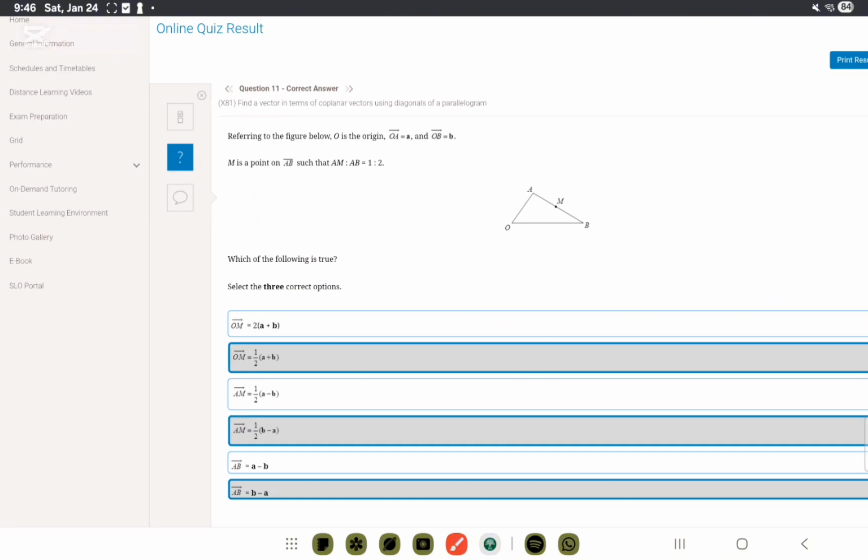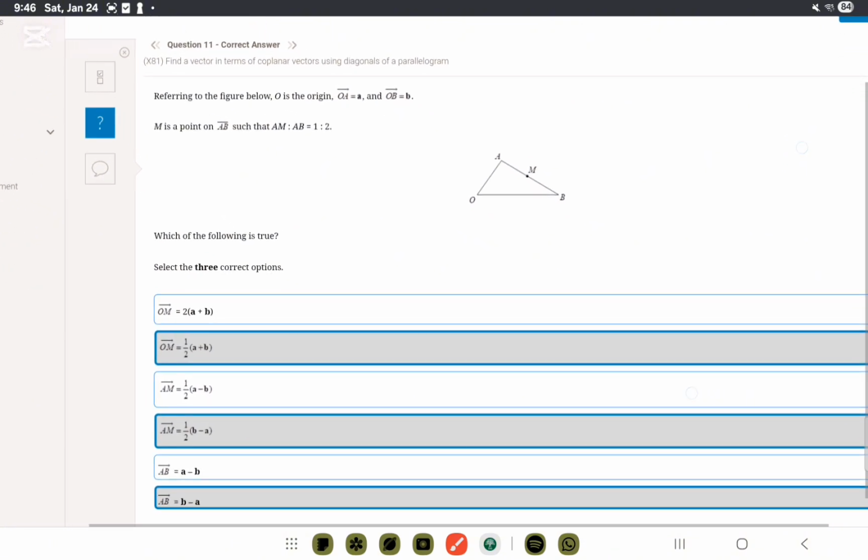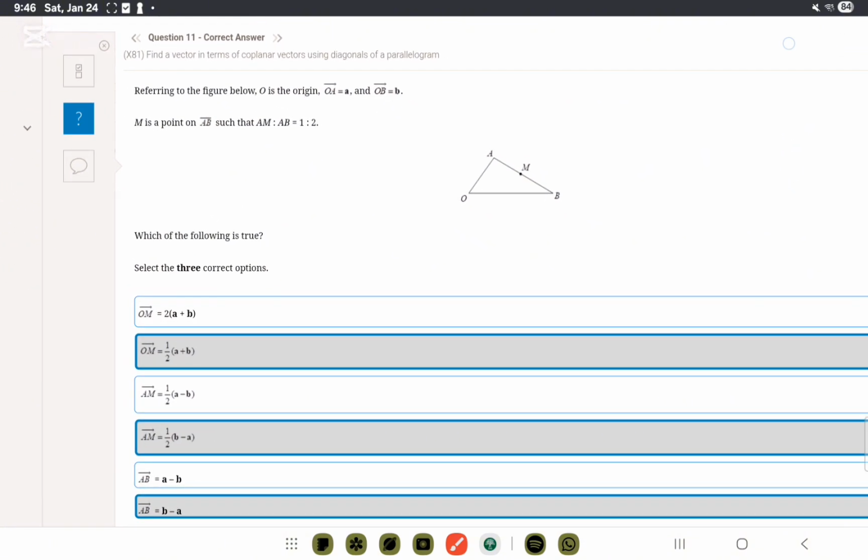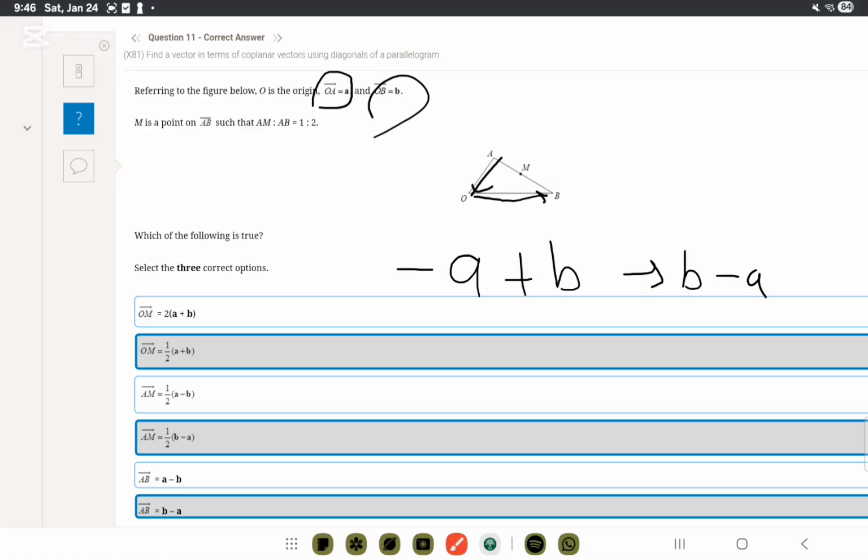Okay? Now that's how you find it. We found AM, by the way, in the first part. And we found AB. We found everything. Let me just recap real quick, though. Now, how do we find AB? AB is going to be AO plus OB. Here we have OA, so AO is going to be minus A. Now, OB is also going to be plus B. Or you can just write B minus A. Directions are very, very important, okay? So that's it for this one.